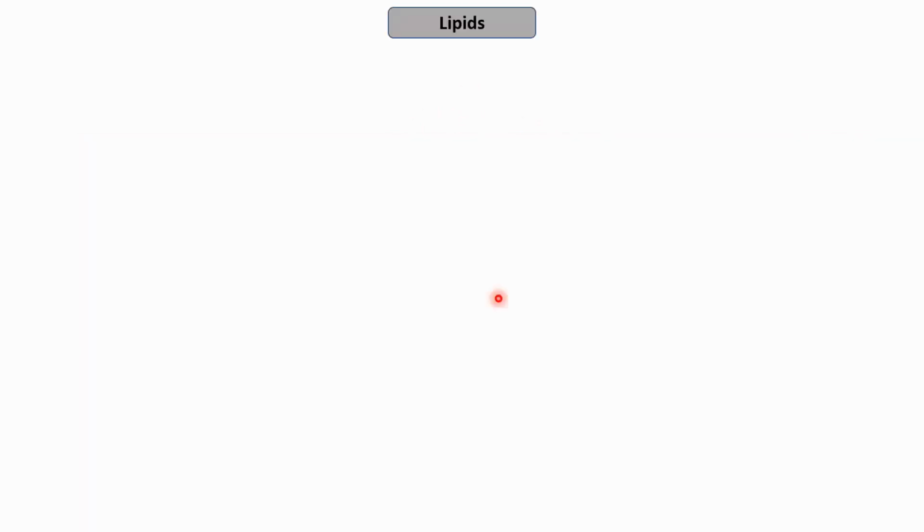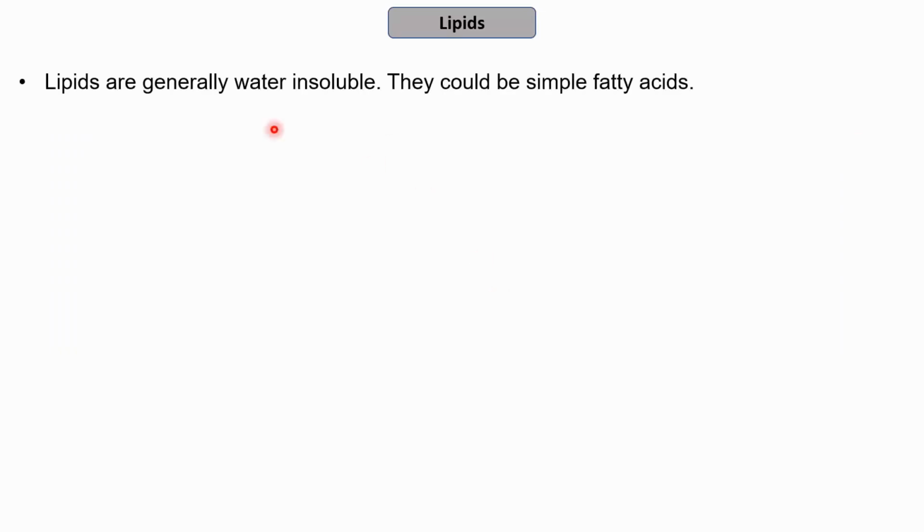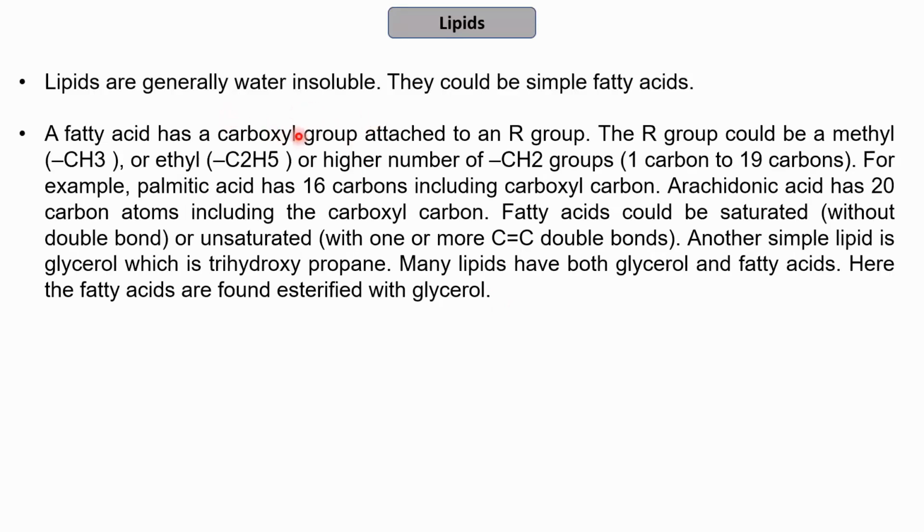The next type of biomolecules are the lipids. Lipids are generally water insoluble and they could be simply fatty acids. A fatty acid has a carboxyl group attached to an R group. The R group could be a methyl, CH3, or an ethyl, C2H5, or a higher number of CH2 groups, from 1 carbon to 19 carbons. For example, palmitic acid, we all know, is a 16 carbon fatty acid, including the carboxyl carbon, and arachidonic acid has 20 carbon atoms, including the carboxyl carbon.